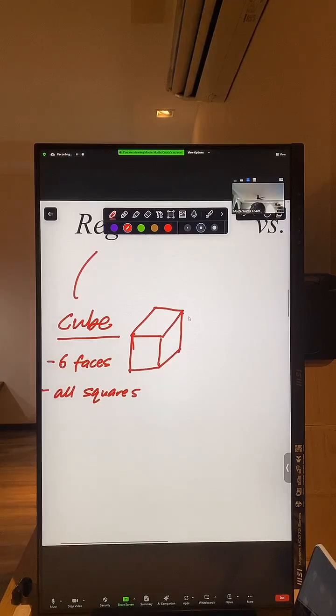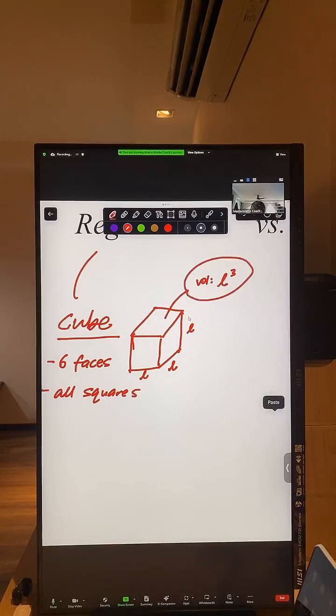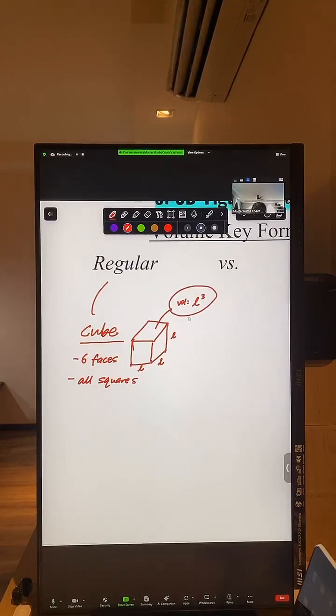So it'll look something like this: length times length times length. Okay, so the volume is L cube. And the surface area, I'm gonna put it as SA lah. SA is surface area. Surface area will be 6L square, because it has 6 faces and each of these faces is a square, and you know that the area of a square is length times length, so length times length is L square.